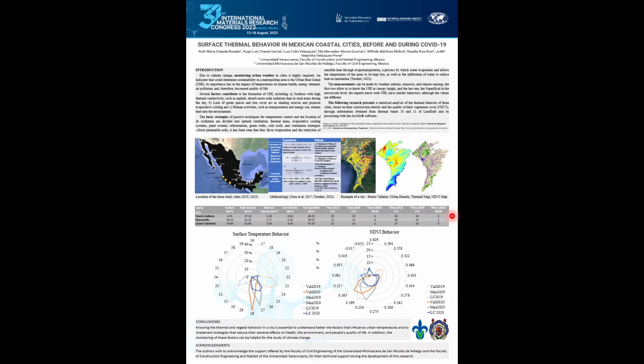To have an approach to why this situation happened, the two graphics present show the behavior of surface temperature and NDVI. On the right side are the lowest temperatures, and following the hands of the clock, the degrees Celsius are increasing, allowing us to visually see that the year 2020, indicated with a solid line, should preferably lean to the right.